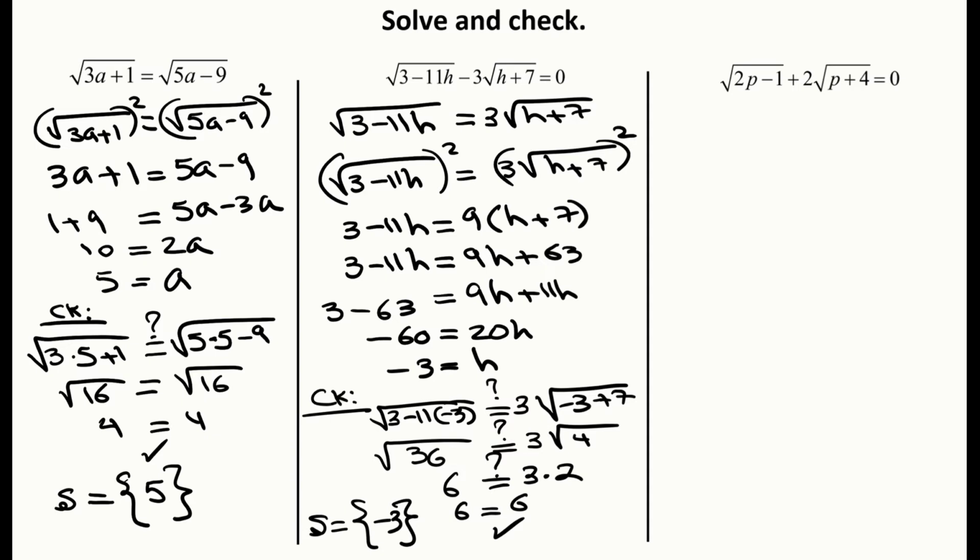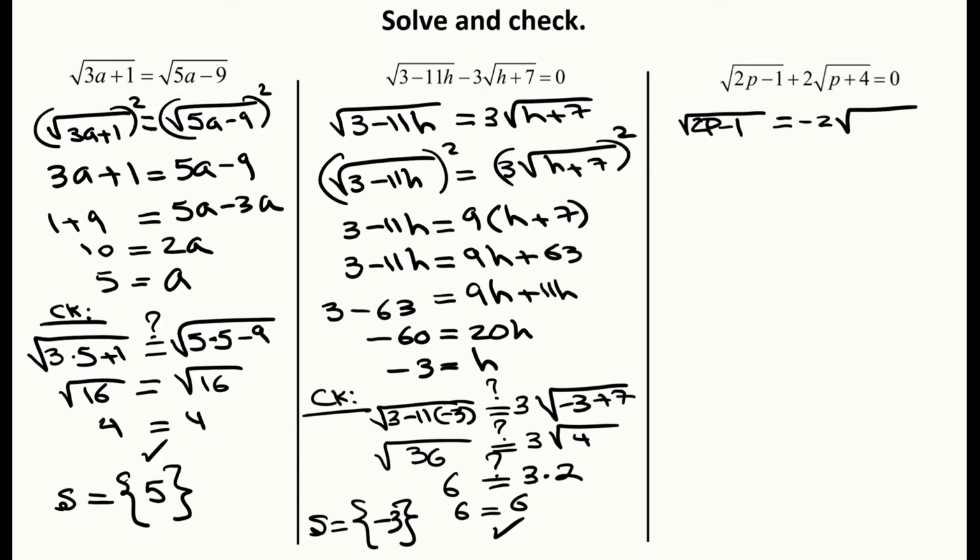All right, so very simple as you can see so far. You just have to be careful, make sure you check. All right, let's go ahead and try the last one on the right. And okay, so we're going to get no more than 1 square root per side. So we're going to go ahead and do that whenever that's possible.